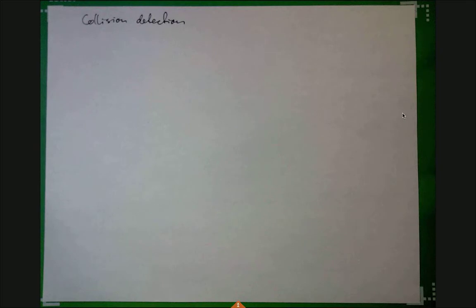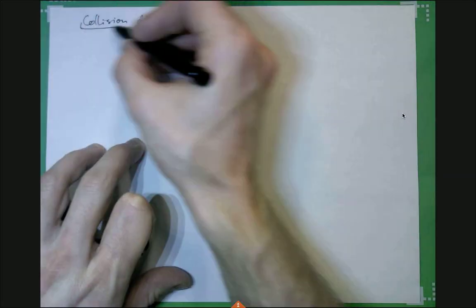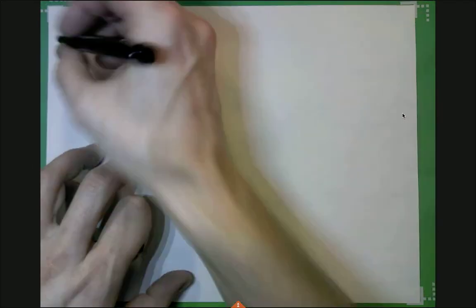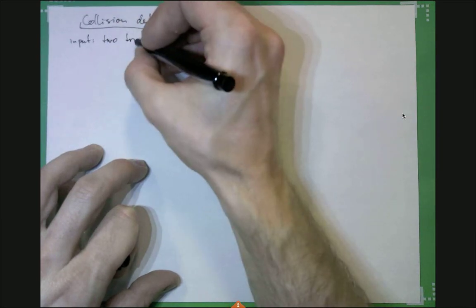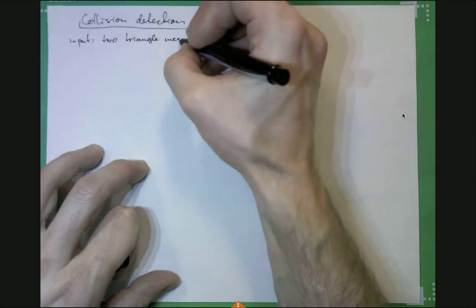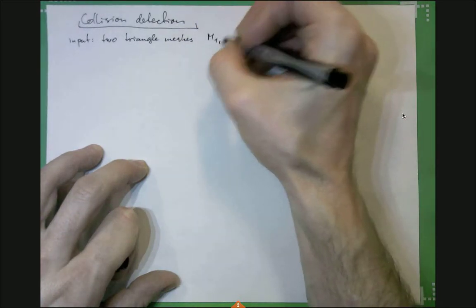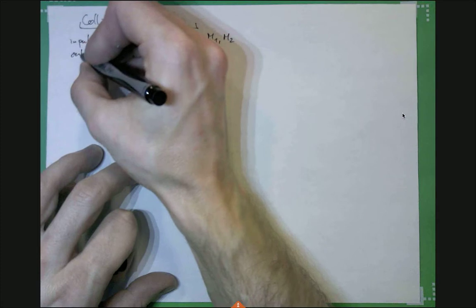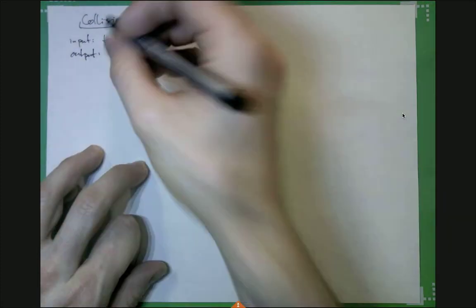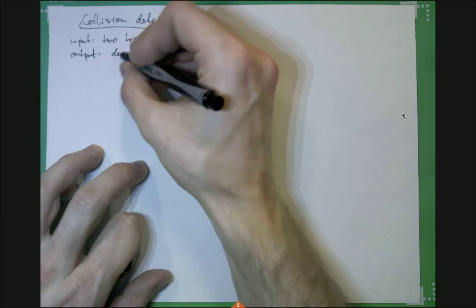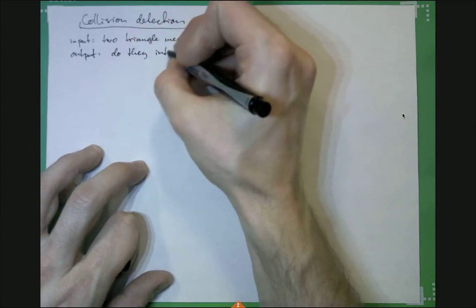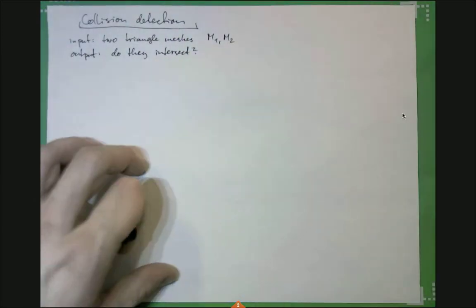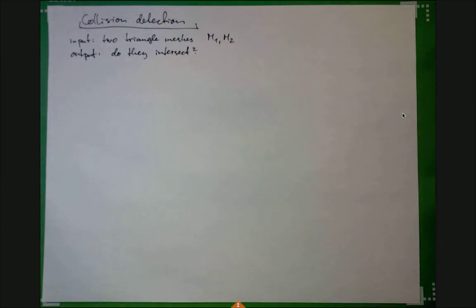Okay. So what is the problem of collision detection? In general, we can take it as an algorithm. As input, we have two triangle meshes. Let's call them M1 and M2. And on output, in the simplest case of collision detection, I just want to determine whether they do intersect. That's the simplest case. In a more practical, more complicated case, collision detection also tells you what are all the points of intersection.